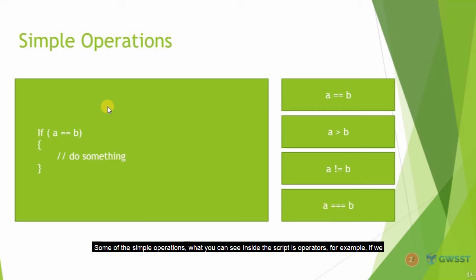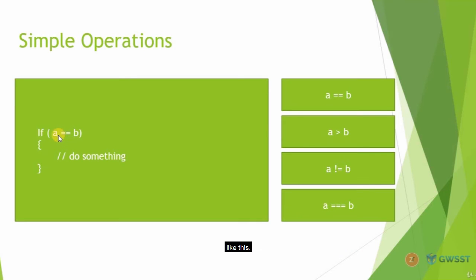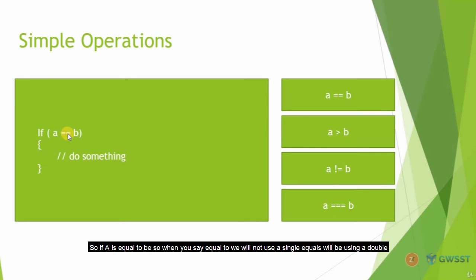Some of the simple operations which you can see inside JavaScript are operators. For example, if we check that a is equal to b, in our case, let's just say a is 10 and b is also 10, then we'll be checking like this. So if a is equal to b, when you say equal to, we will not use a single equal sign, we'll be using a double equal sign, and then we'll have to do something here. So these are some of the basic operators which we'll be working with.